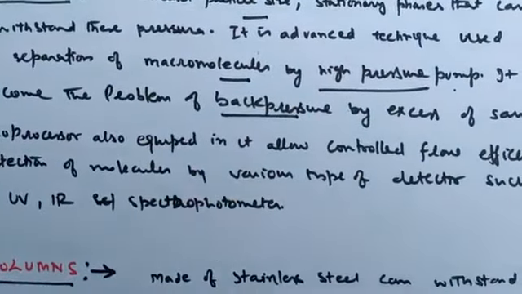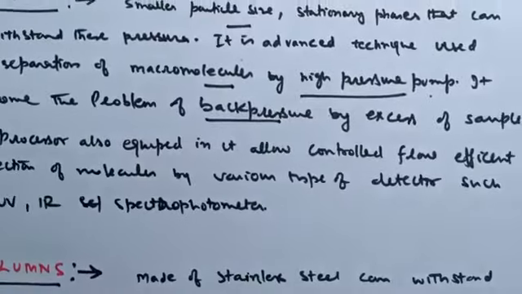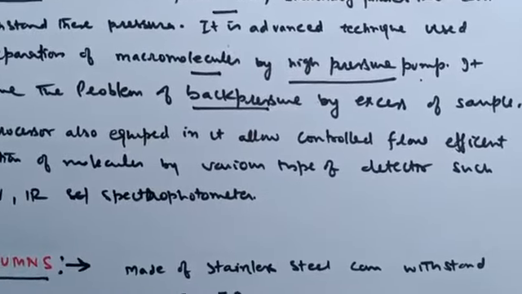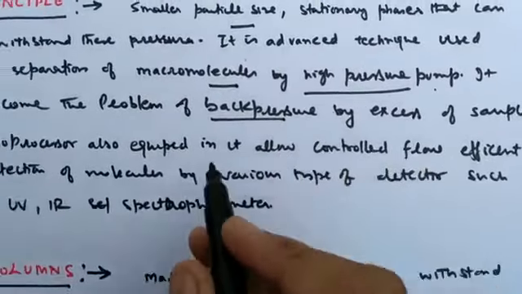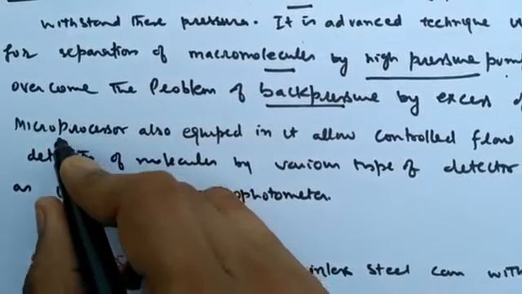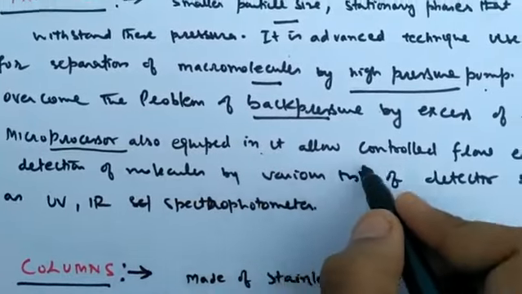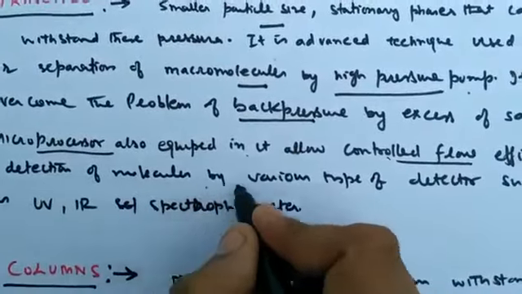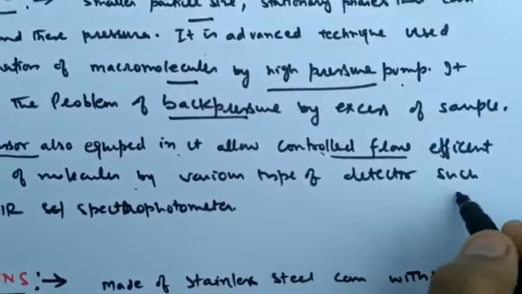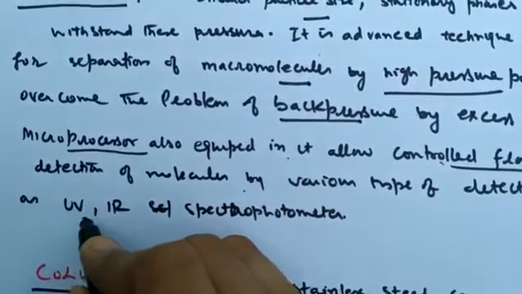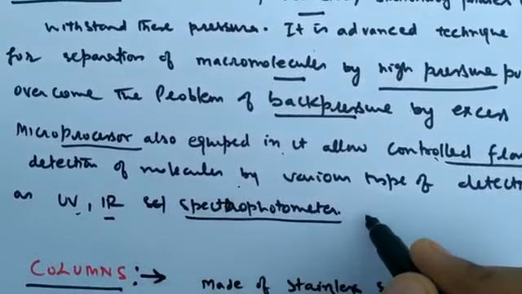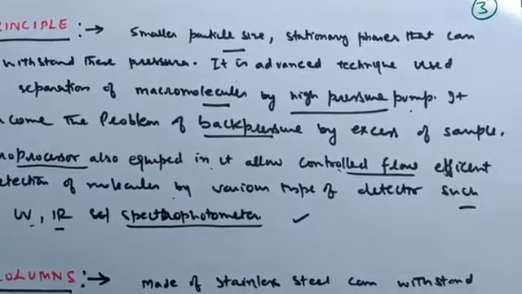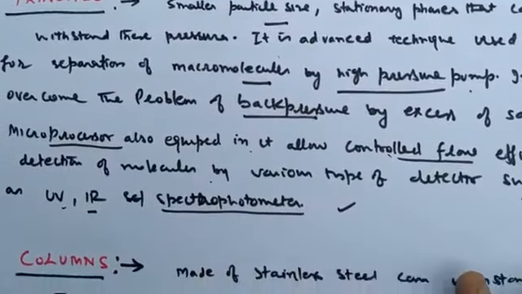As we see in column chromatography, the capillary pores are occupied by the excess of the sample, back pressure occurs and the result is disturbed. Microprocessors are also used, and they allow controlled flow and efficient detection of the molecule by various detectors such as UV, IR and spectrophotometers. So it can detect even a single atom or single molecule that is to be separated.